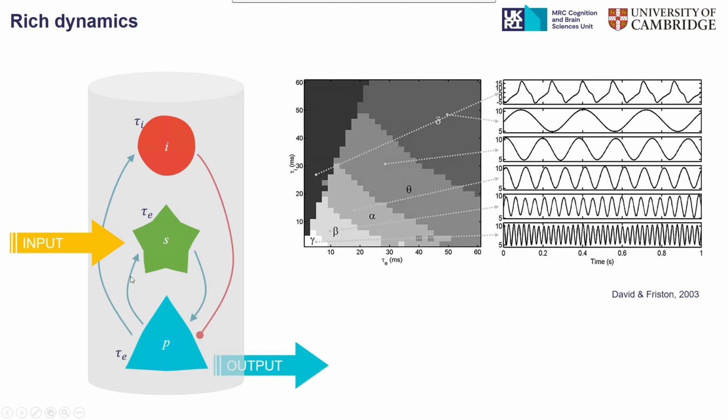Now, this system is capable of producing very rich dynamics and can model a lot of EEG, MEG phenomena. So for example, here we have the excitatory dendritic time constant tau on the x-axis and the inhibitory one on the y-axis. So for different combinations of the excitatory and inhibitory ratios, this system can produce delta, theta, alpha, beta and gamma oscillations in the time domain on EEG.